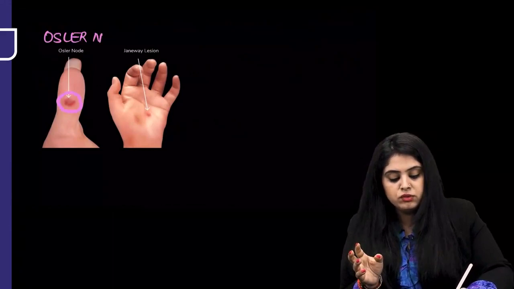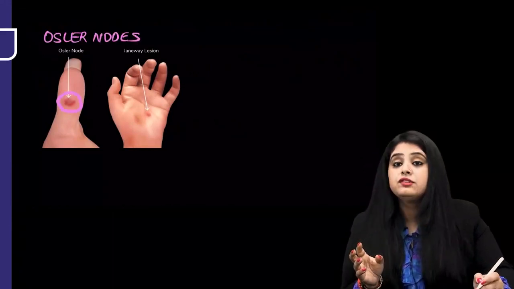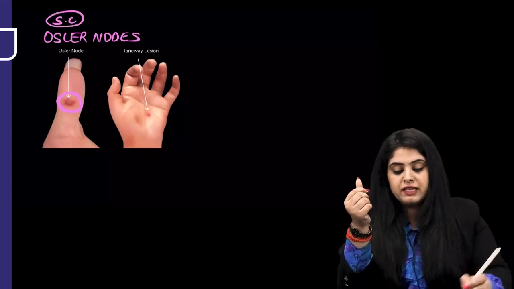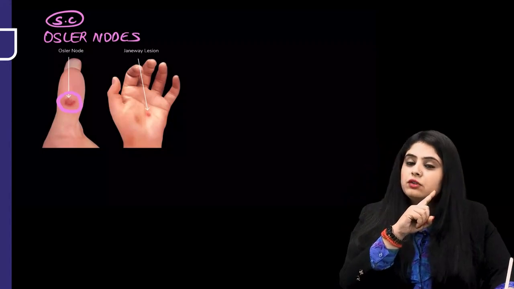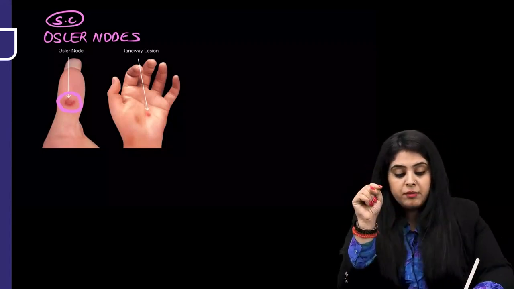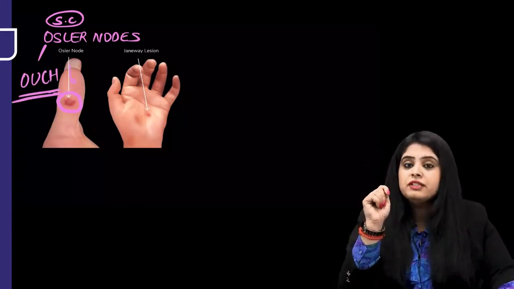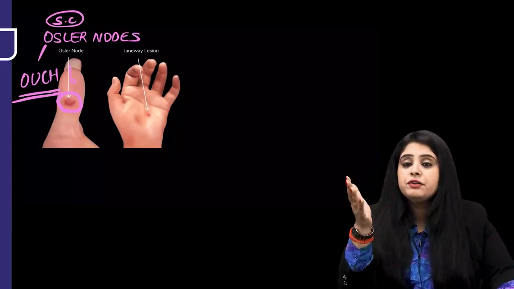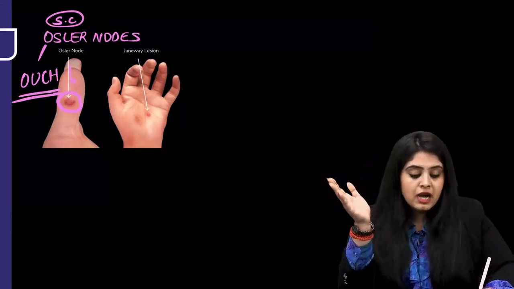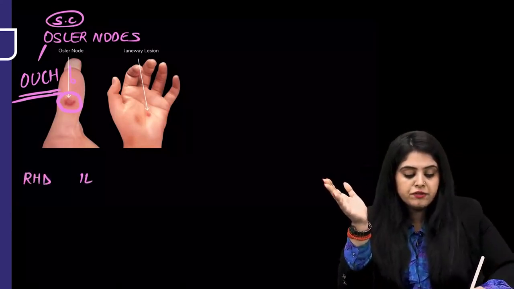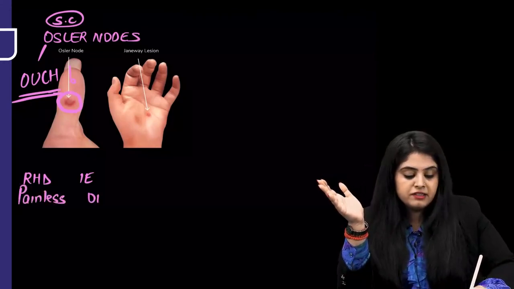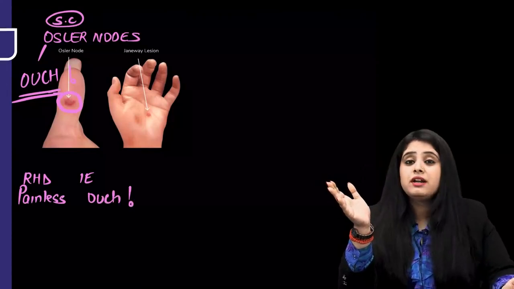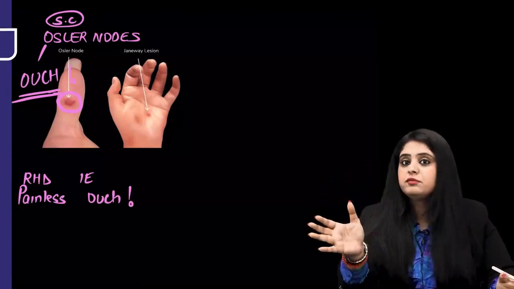Osler nodes. Please note, Osler nodes are something that you see as subcutaneous nodules. And are they painless or painful? You say, ma'am, rheumatic heart disease also had subcutaneous nodules. Wahan to painless tha. Yahan pe Osler is ouch. Osler is going to be ouch. These are painful subcutaneous nodules. How do you differentiate between subcutaneous nodules of RHD versus subcutaneous nodules of infective endocarditis? RHD ka subcutaneous nodules were painless, whereas subcutaneous nodules of infective endocarditis are Oslers. Osler is ouch. It is painful.